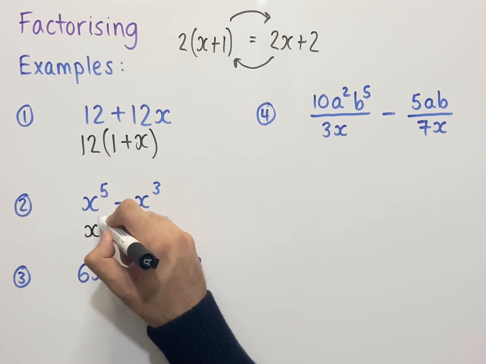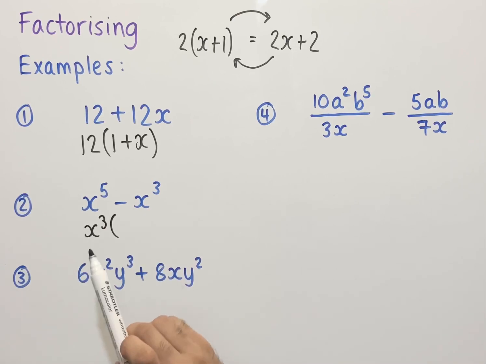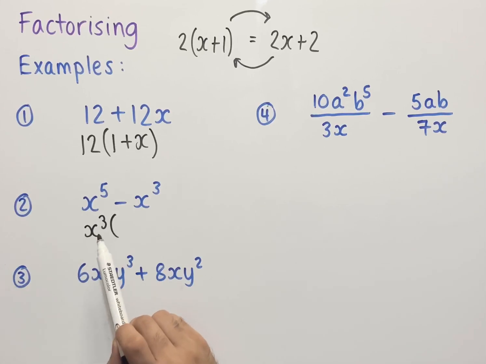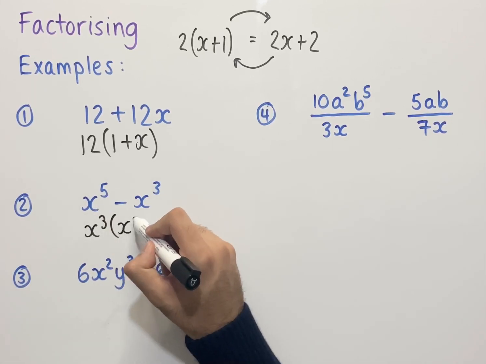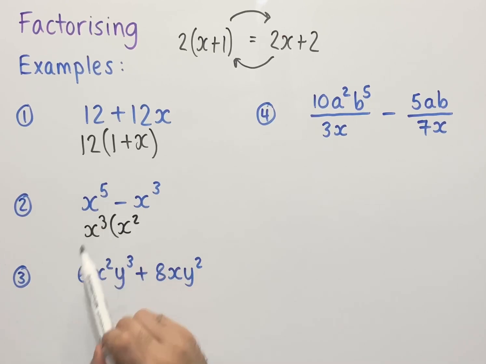So we write x to the power of 3, and now in brackets, we need to write what we multiply x to the power of 3 with to get x to the power of 5. And so to get the remaining power here, we would need x squared. Since when we multiply these two together, we add the indices, and so 3 plus 2 gives us 5.